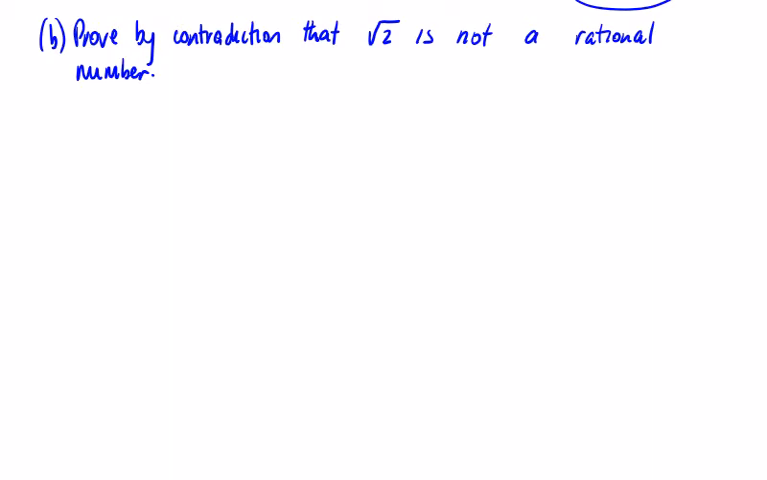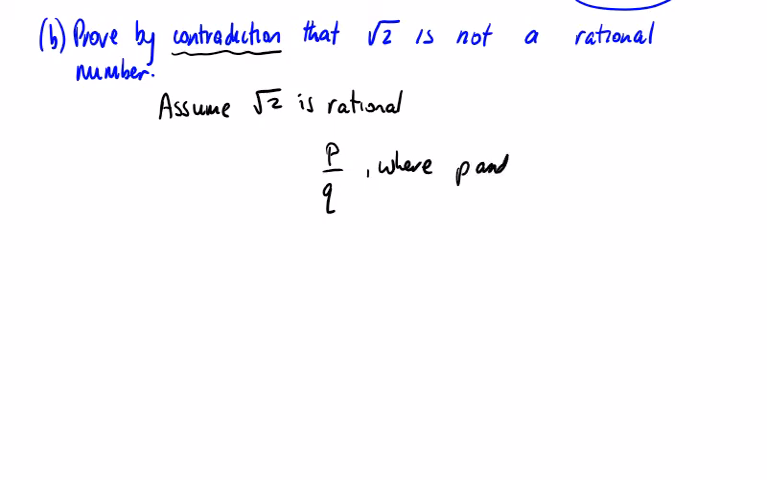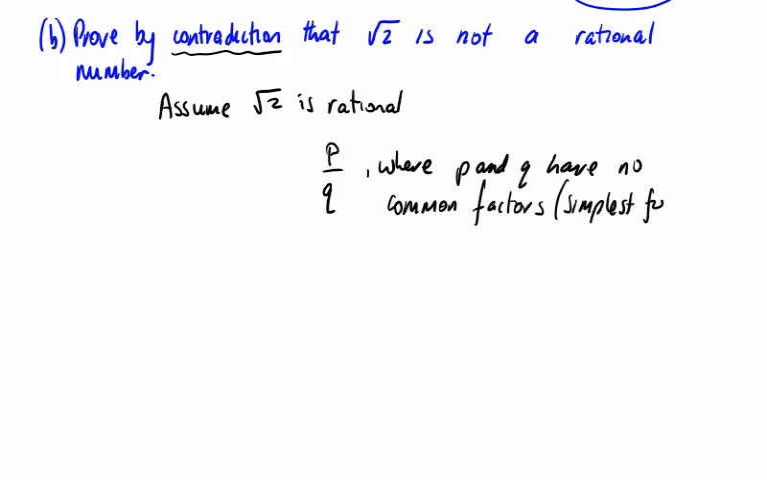Part B of this question is the proof that root 2 is not a rational number. So what we do in our proof by contradiction is that we assume that root 2 is rational. And if it's rational, it can be written in the form p over q, where p and q have no common factors. So it's written in its simplest form. So we can write root 2 is equal to p over q.